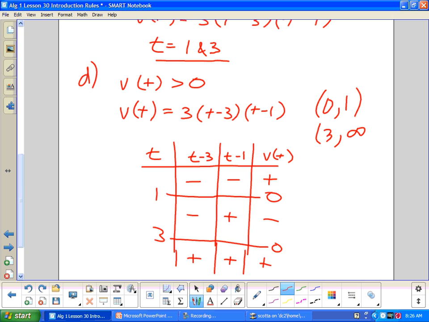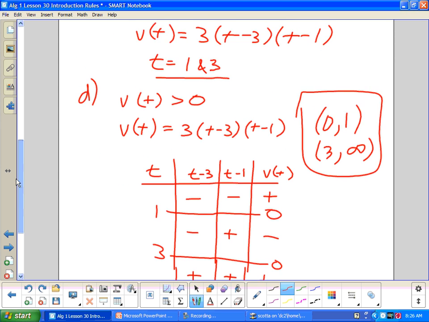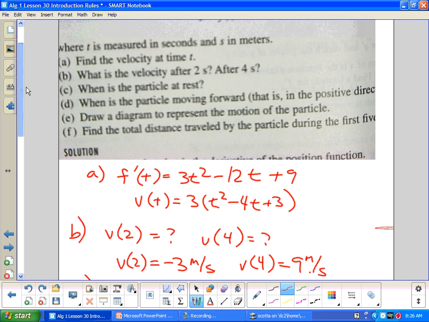How about this though? Everybody, here are the intervals where the velocity is greater than 0. All right, we keep on rolling. Go back up, read letter E. Draw a diagram to represent the motion of the particle.